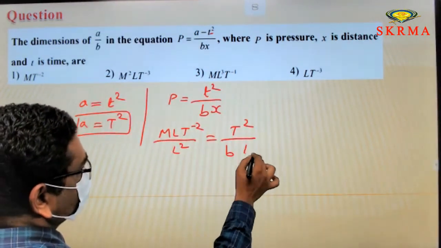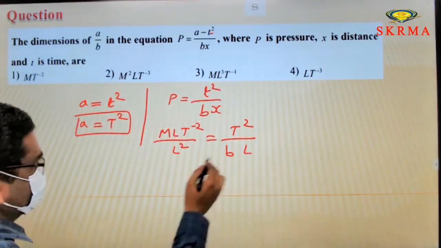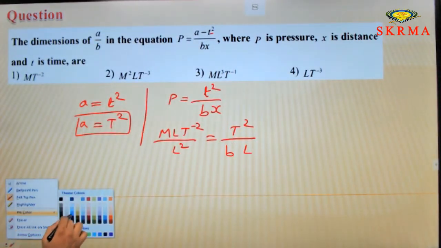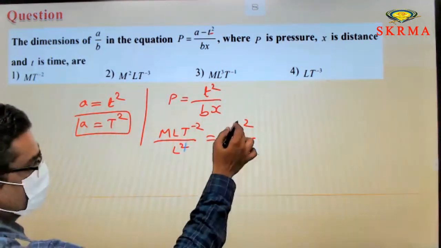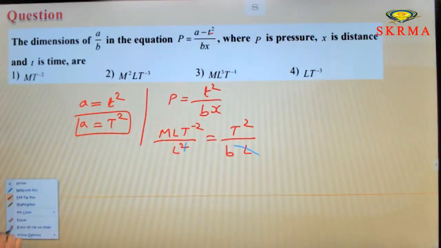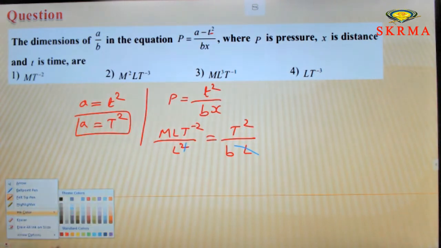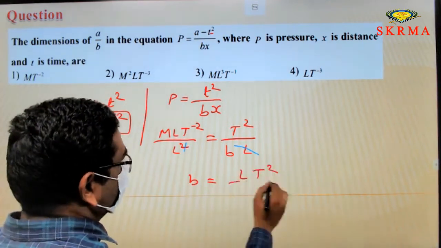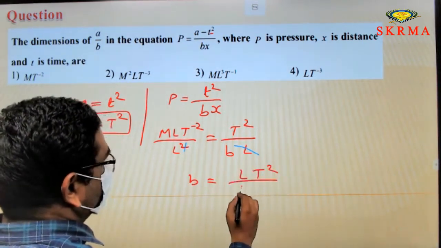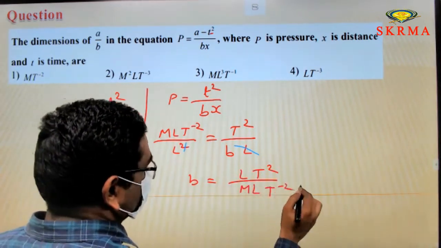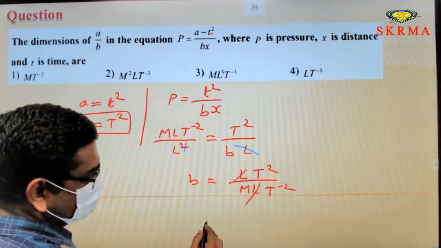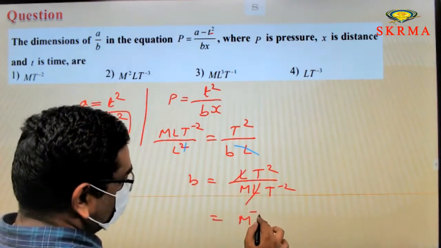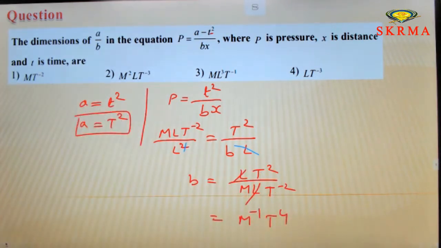So b into x dimensional formula L. Now rearrange, cancel similar terms. So L and 1 L get cancelled out. So T power -2, there is no chance. Now rearrange. So b equal to L T square by M L T power -2. Solve this one further. So L gets cancelled out. So M power -1 T power 4. So this is the dimensional formula for b.